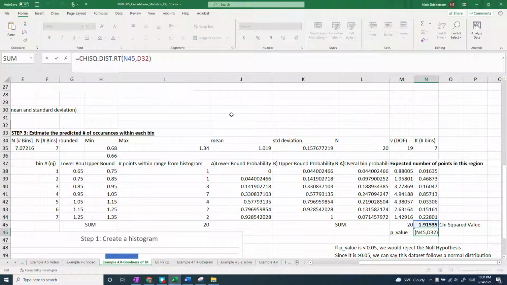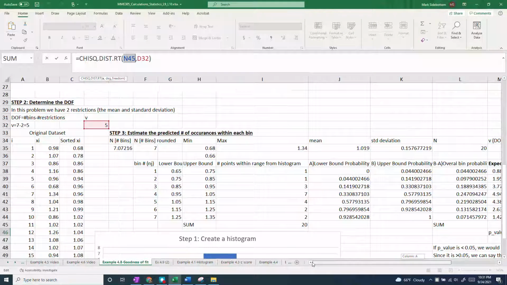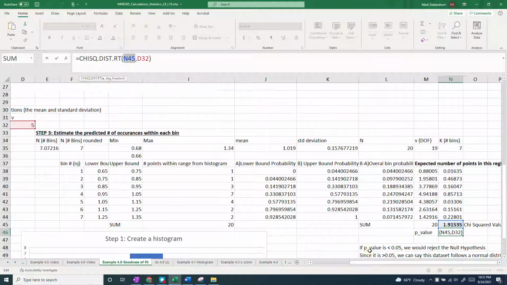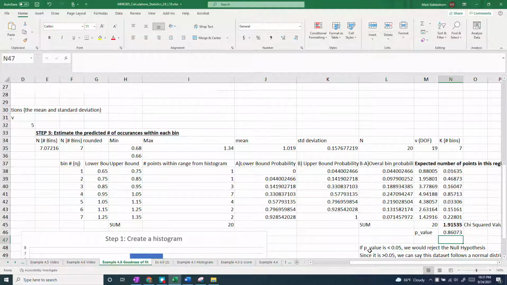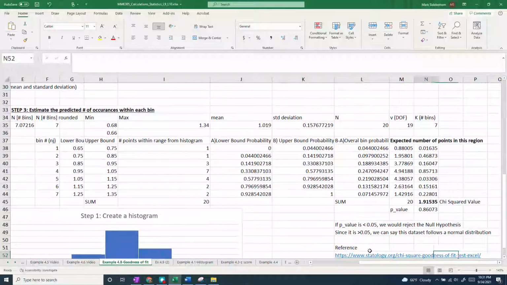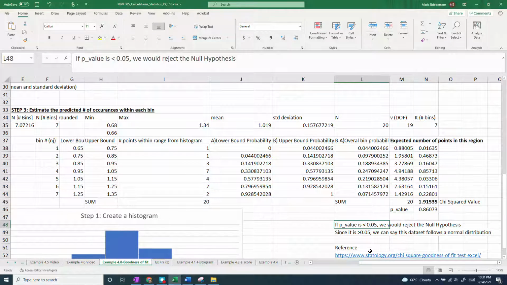To determine our p-value, the only things we need are the chi-squared value and the number of degrees of freedom. Once we have that, we have our p-value, and the p-value is the most important thing. If our p-value is less than 0.05, we can reject the null hypothesis. Since it's greater than 0.05, we can say that the data set follows a normal distribution.